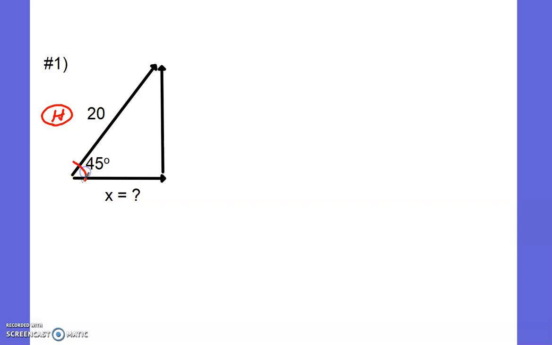The angle is on the left, so the opposite of left is on the right. So this side here is the opposite side. And then the last side remaining, the one next to the angle, is the adjacent. Now what we want to do is, since we want to find a side, we want to use either sine or cosine. To figure out which one we want to use, we use SOHCAHTOA.